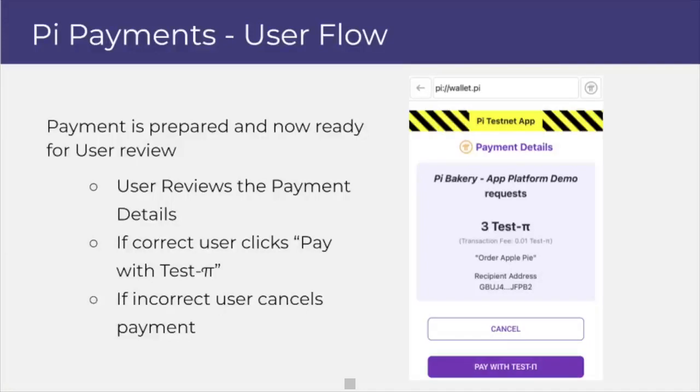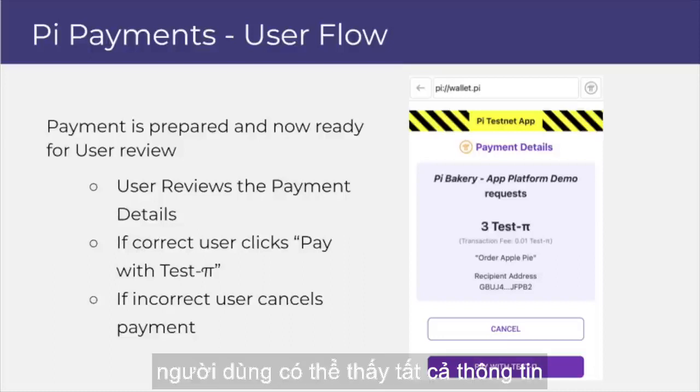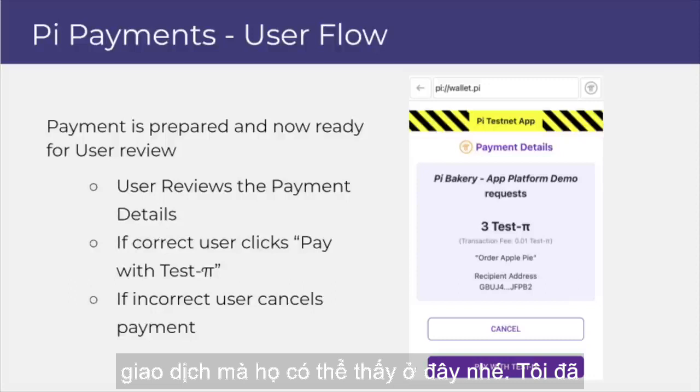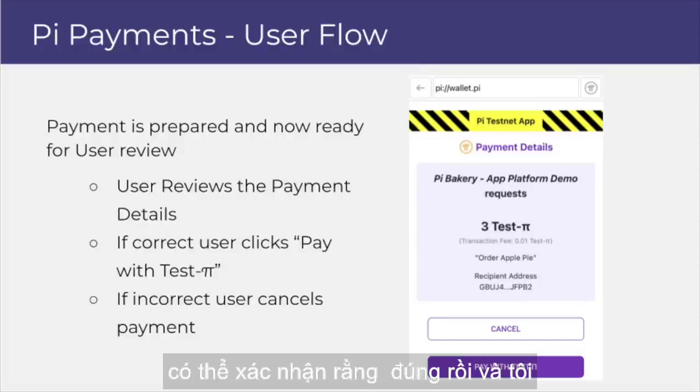Once the payment is built and ready, the user is displayed this screen. This is just a confirmation screen where the user can see all of the information that will go into the order or into the transaction. They can see here, okay, I clicked on order an apple pie. That was 3 test pie. So I can confirm that that is right. And I've got that my address is here as well.